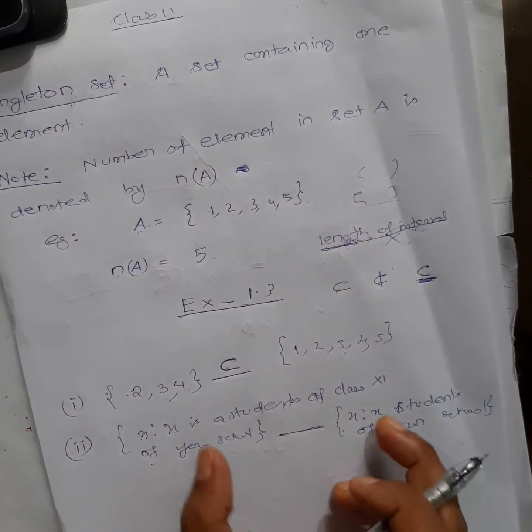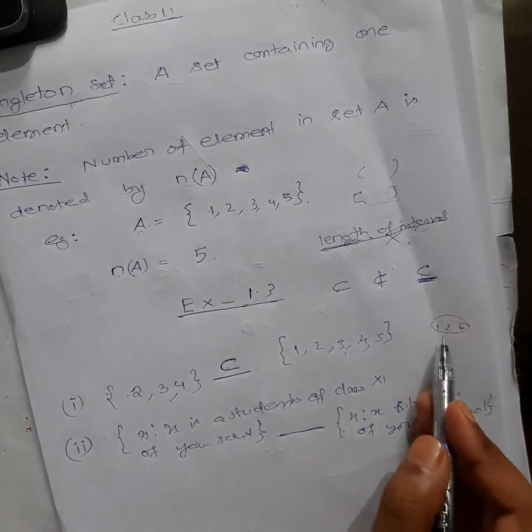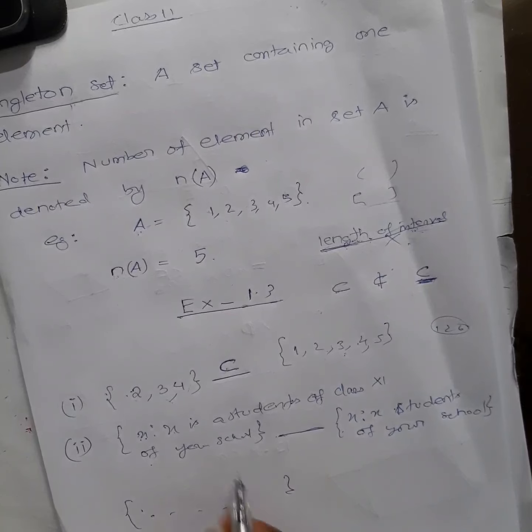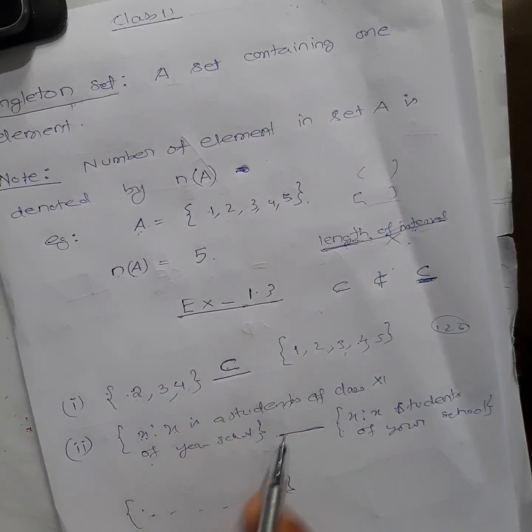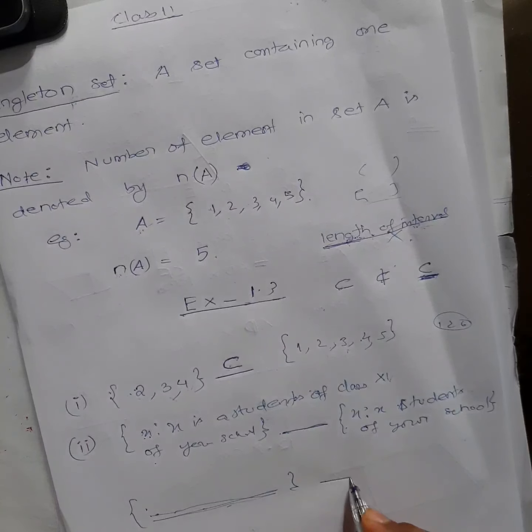So in your class, how many students? Basically right now I have seen 126 or something like that, right? 126 students. So all those students will be there in this set, because it is a set of what? Only students of class 11. So here only class 11 students will be there, the elements. Okay, now this is a blank.